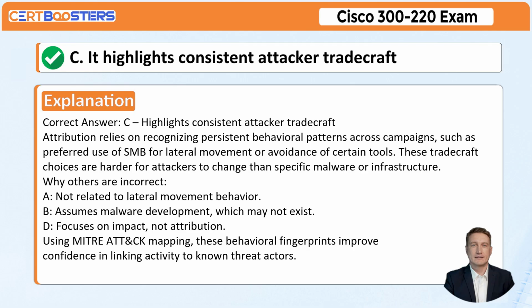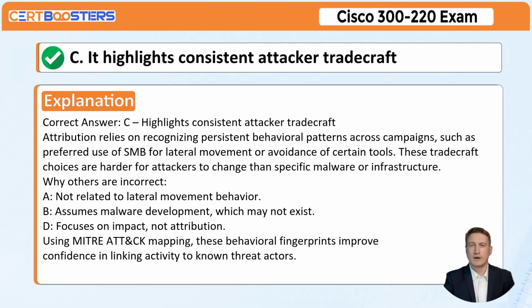Answer: C. It highlights consistent attacker tradecraft. Explanation: Attribution relies on recognizing persistent behavioral patterns across campaigns, such as preferred use of SMB for lateral movement or avoidance of certain tools. These tradecraft choices are harder for attackers to change than specific malware or infrastructure.